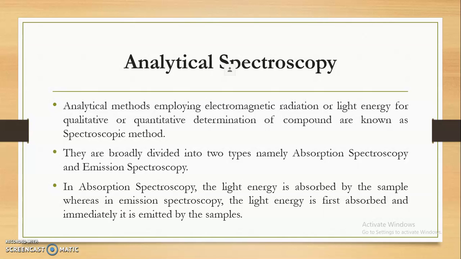In absorption spectroscopy, the light energy is absorbed by the sample, whereas in emission spectroscopy, the light energy is first absorbed and immediately emitted by the sample. This amount of absorbed or emitted light is measured, and this is the basis for all analytical spectroscopy.